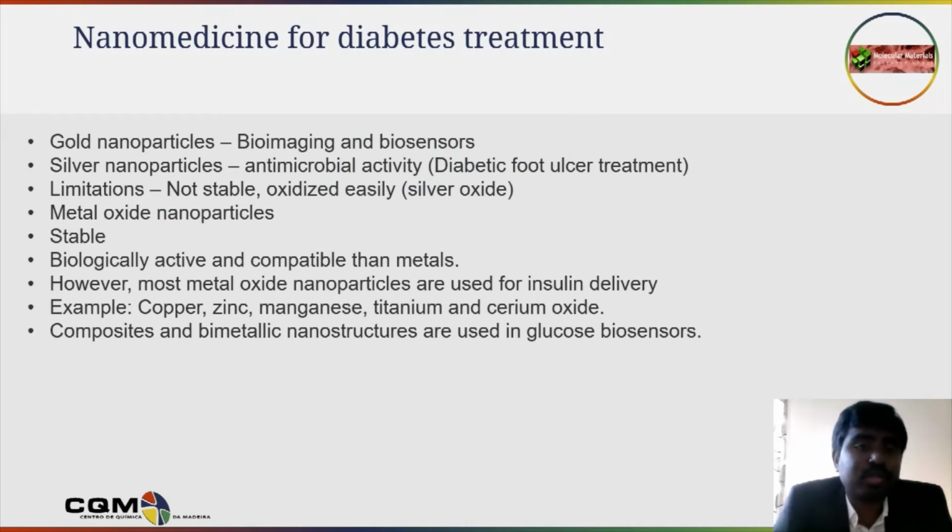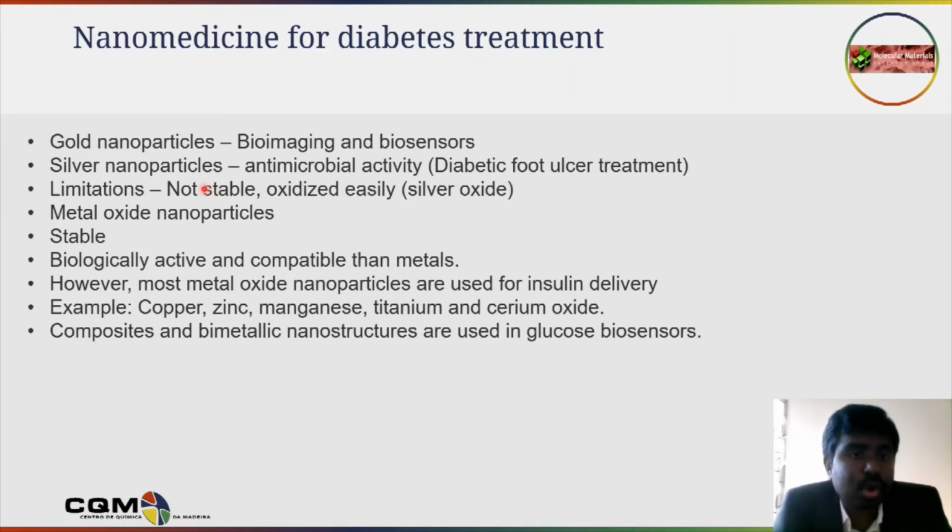Nanoformulations have been useful for controlled delivery of insulin, as I mentioned in my previous sessions. But nanoparticles as nanomedicine have been useful for certain diabetes treatment applications. For example, gold nanoparticles are useful for bioimaging of diabetic cells, and also as a glucose biosensor for monitoring glucose in diabetic patients. Silver nanoparticles are useful for antimicrobial activity, especially in diabetic foot ulcer treatment.